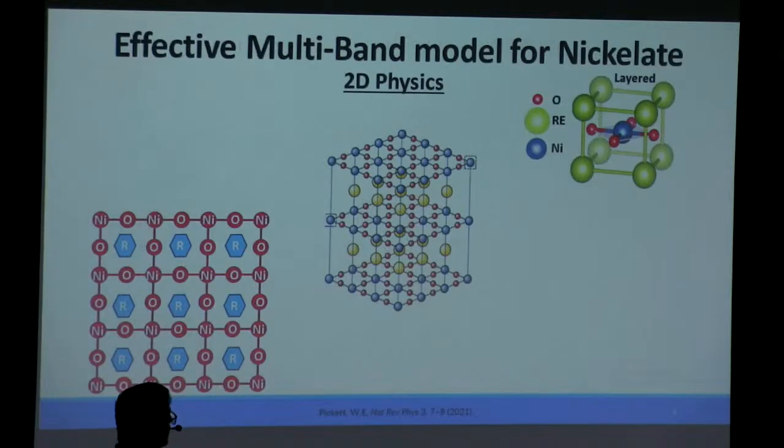So we can think of this layered crystalline structure as effectively 2D. Why? Because there is very low interaction between two consecutive layers. So we can think that this particular crystalline structure can be constructed as nickel oxygen square plaquettes, and in these nickel oxygen square plaquettes the rare earths are lying. Fine. So we consider this type of model.